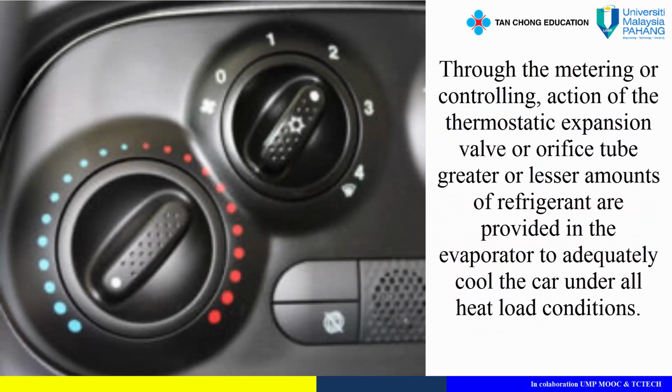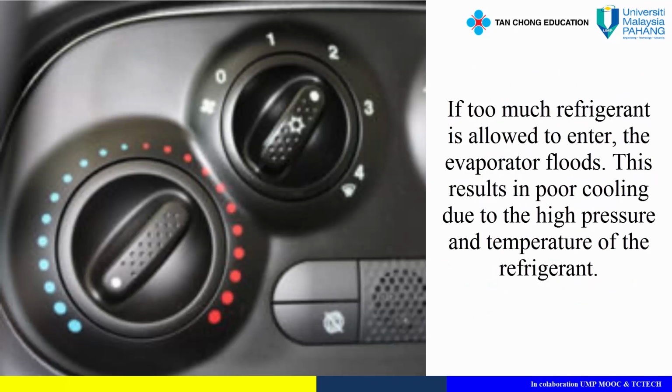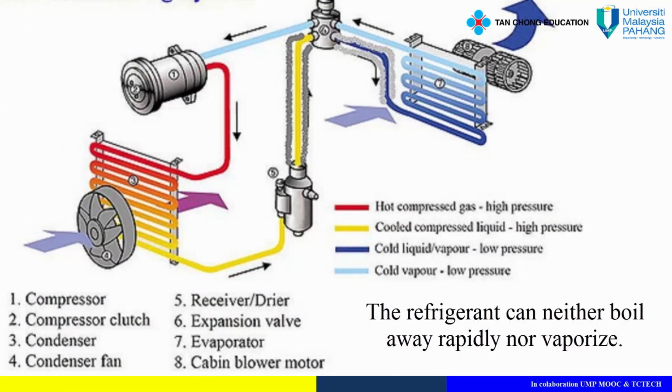Through the metering or controlling action of the thermostatic expansion valve or orifice tube, greater or lesser amounts of refrigerant are provided in the evaporator to adequately cool the car under all heat load conditions. If too much refrigerant is allowed to enter, the evaporator floods. This results in poor cooling due to the high pressure and temperature of the refrigerant. The refrigerant can neither boil away rapidly nor vaporize.